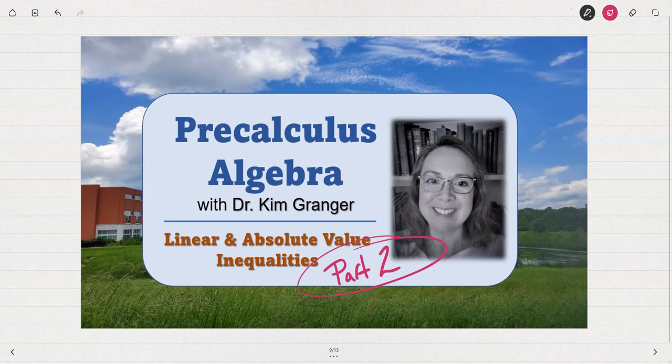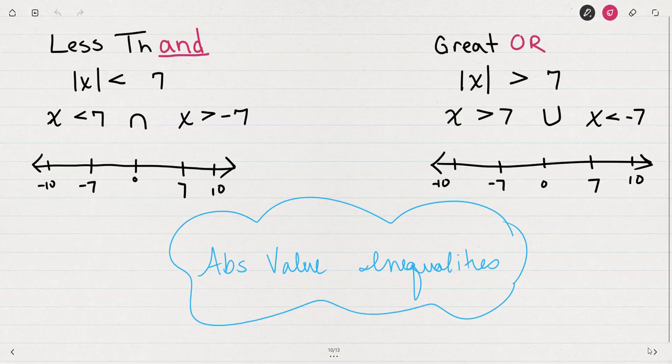In this video, we'll look at the pre-calculus algebra topic of absolute value inequalities. This is part 2 of a video where in the first part we looked at some linear inequalities. Now we'll look at some absolute value inequalities. Here's a short review that might help you.